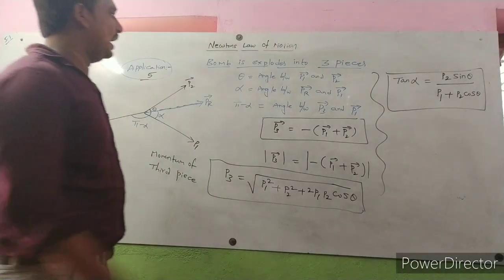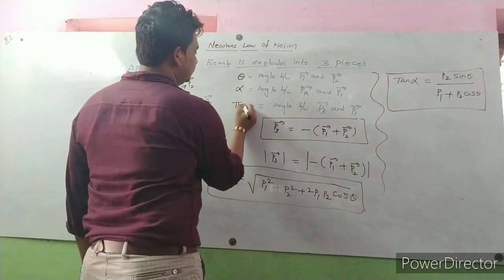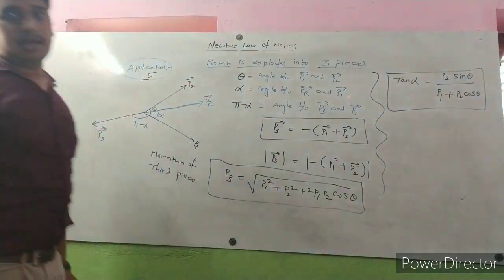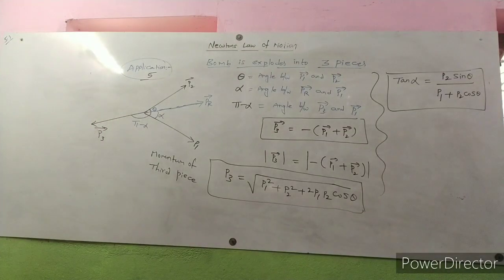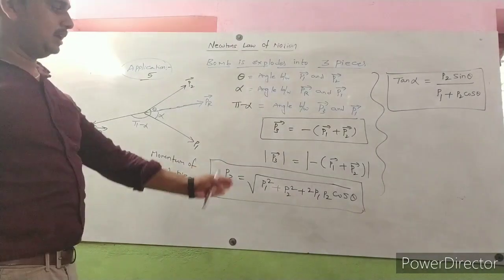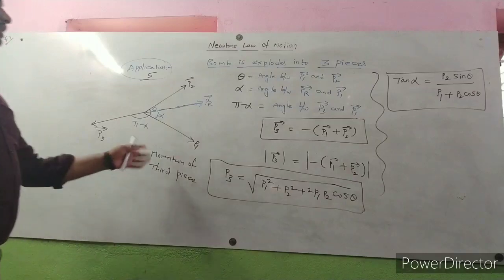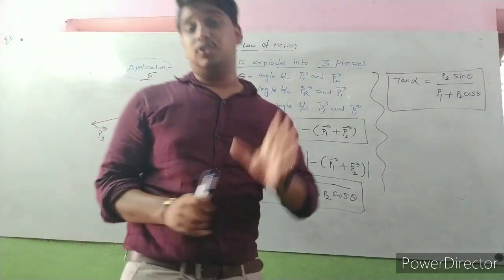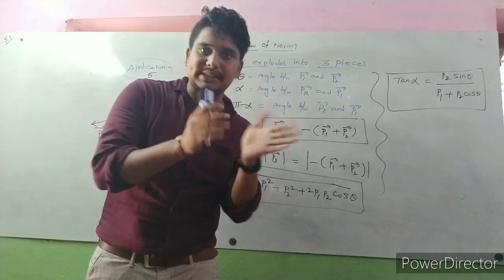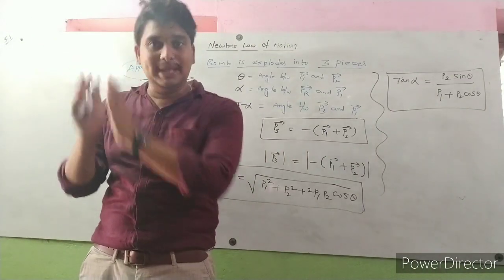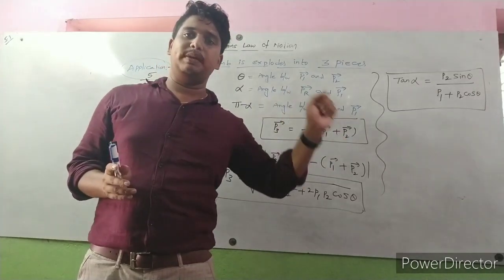Here theta is the angle between P1 bar and P2 bar, alpha is the angle between PR bar and P1 bar, and pi minus alpha is the angle between P3 bar and P1 bar. So P3 is equal to square root of P1 square plus P2 square plus 2P1P2 cos theta. This is application number 5. If one bomb explodes into two pieces, the momentum of one piece is equal to the momentum of the second piece. If one bomb explodes into three pieces, the momentum of the third piece is equal to square root of P1 square plus P2 square plus 2P1P2 cos theta.